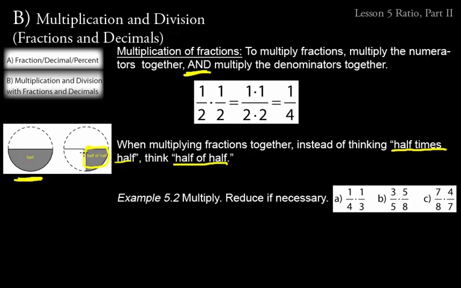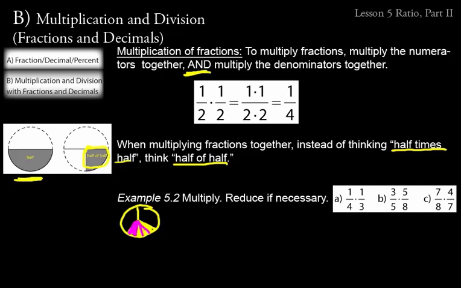Let's do some examples. Example 5.2, multiply that, reduce if necessary. So 1/4 times 1/3. We could just draw a circle here and split it into thirds as accurately as we can, and think of 1/3. Now, let's think about 1/4 of that 1/3 piece. That's not going to be very much of it, right? Because we need to split it up into 4 pieces itself. So that right there would be 1/4 of 1/3. That's a pretty small amount.